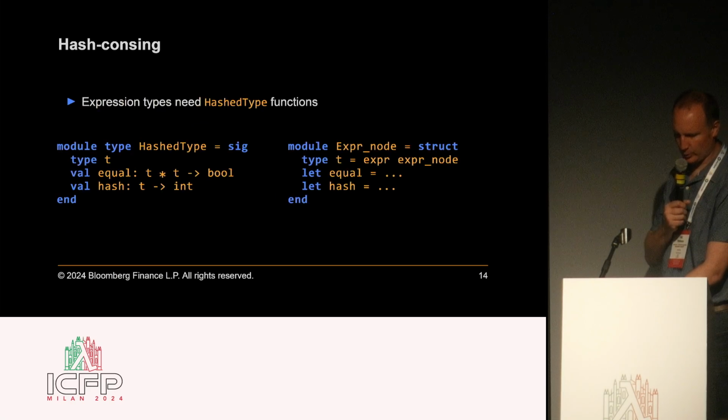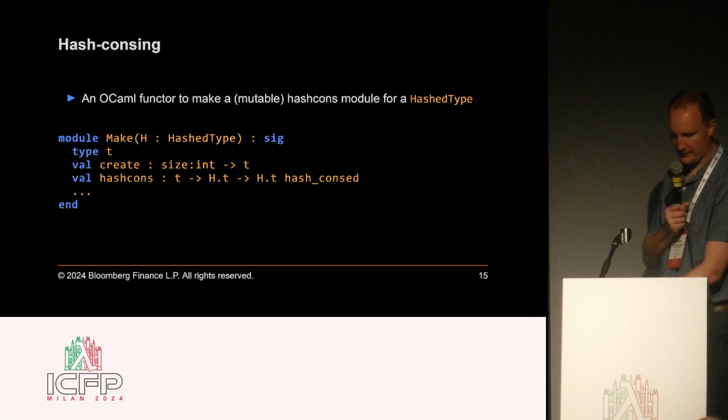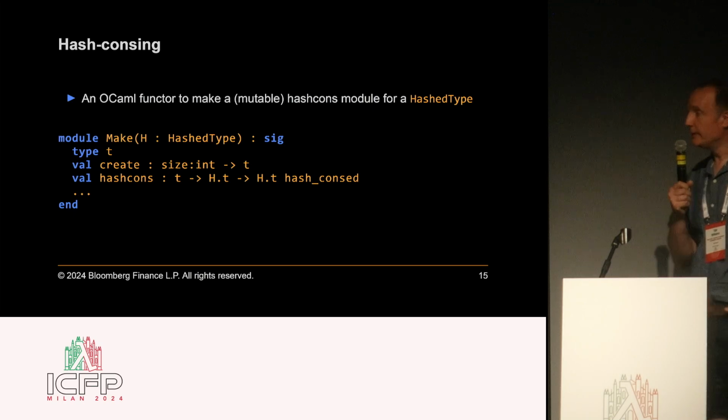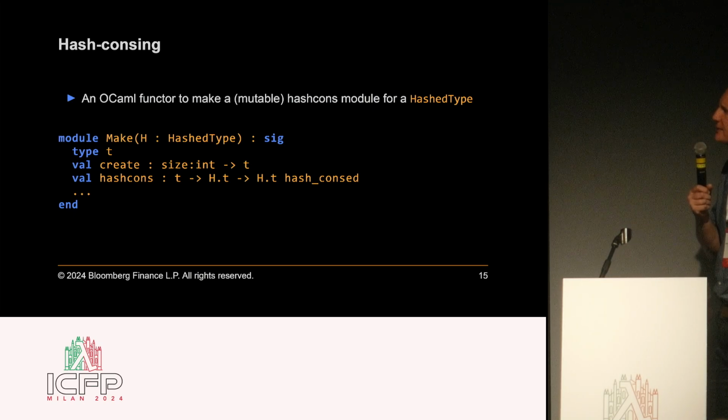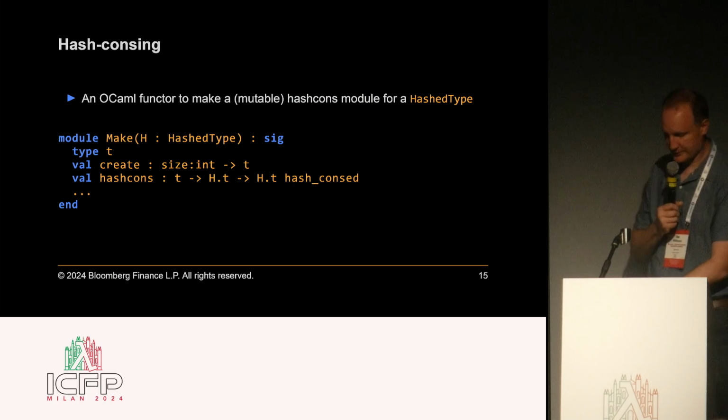And obviously, there's a little bit of boilerplate. We need to define equality and hashing for our type as well. That's all pretty straightforward. And then we have an OCaml functor here to support hash consing. There's a create to create a table, and there's a hashcons that will take the table and a term, and check if the term is in the table. If it is already, it will return that instance and discard the one it's been given. If it's not in the table, then we'll add it and return the instance it was given.